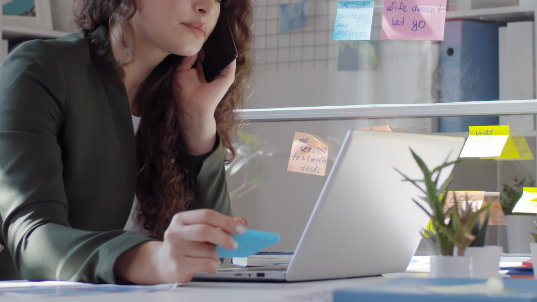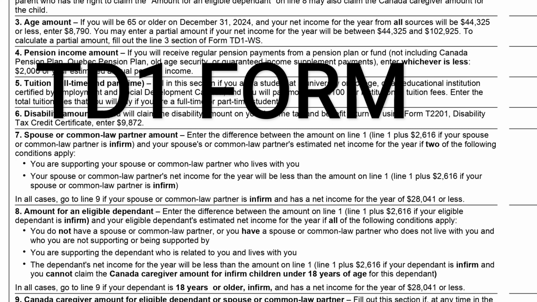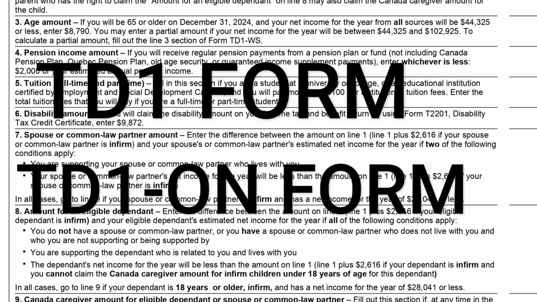When starting a new job in Ontario, Canada, your employer might give you two different forms. The first one is the TD1 form federal and the second one is the TD1 form for Ontario. Let's talk about the TD1 Ontario form today.